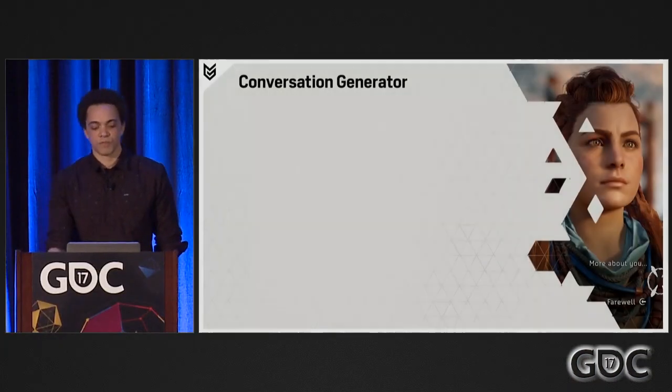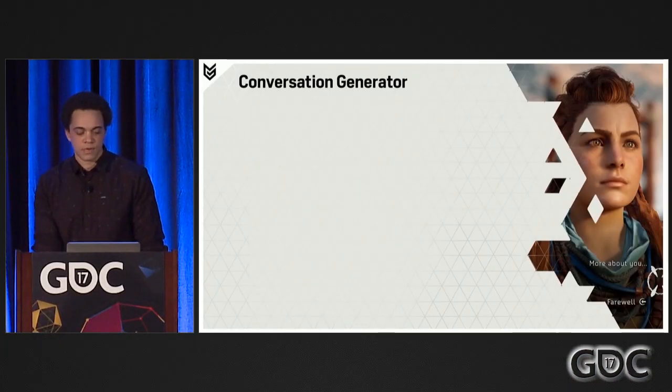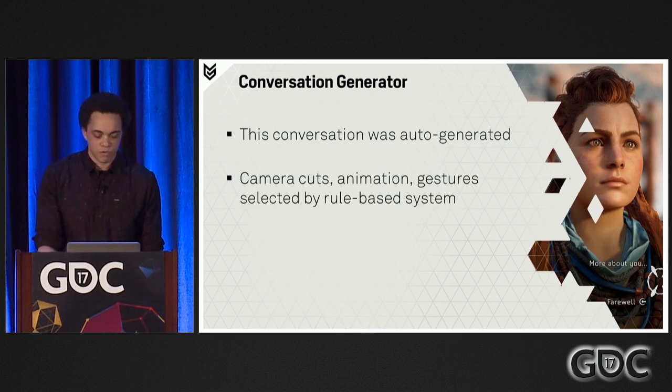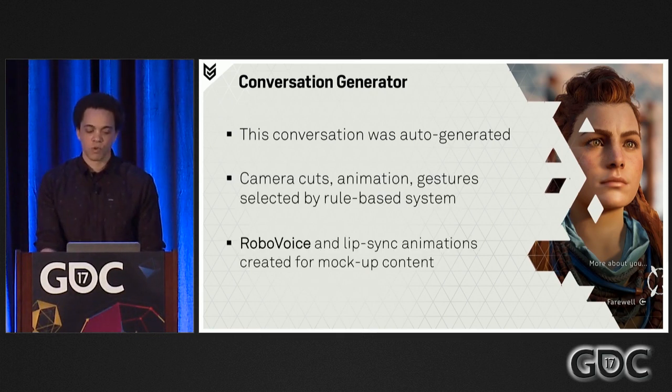Okay, so that was actually from quite a while ago in production. But what's interesting about this conversation is that it's completely auto-generated. So, aside from the audio, all of the animations and camera cuts and gesture beats and so on were selected by a data-driven rule-based system. And the auto-generation system will also generate robo-voice and facial animations where required. So basically it means that a designer can just produce game-ready content by typing in a few sentences for a conversation and then immediately see it in the game or even just GameSync it into an active instance of the game and get quick feedback on how the actual flow of the conversation is going to be.